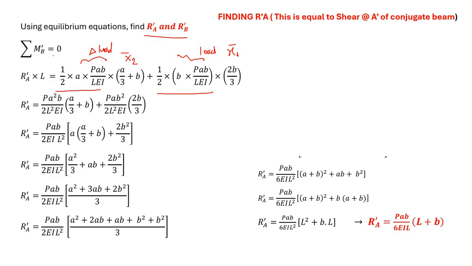So here you can see that the equilibrium equation is M dash B equal to 0. Later on you can watch how I have simplified these steps, and finally I end up with the result that RA dash equals PAB by 6EIL multiplied by L plus b. Once you know RA dash, then RA dash plus RB dash equals the area of triangle 1 plus the area of triangle 2. Then you can easily find out RB dash. That is explained in the next slide.